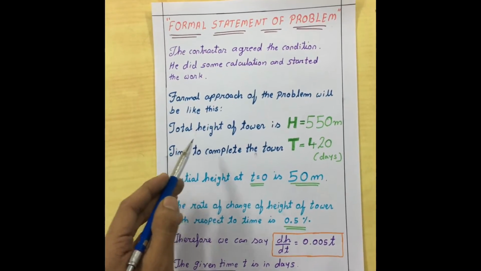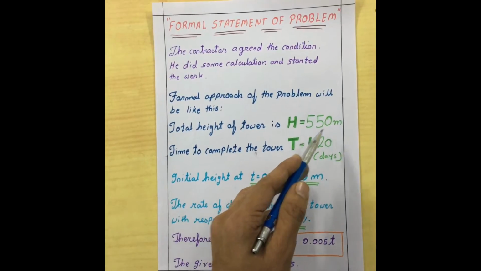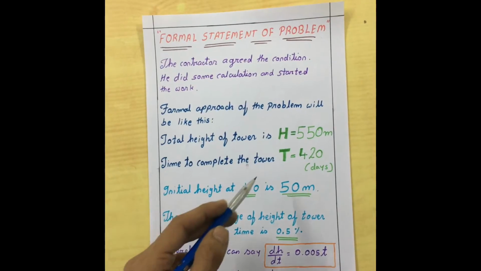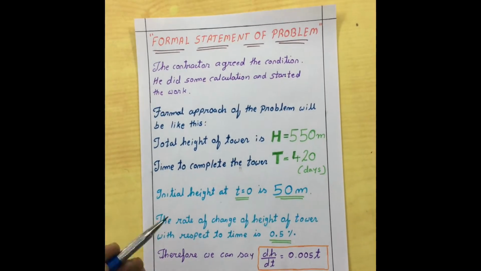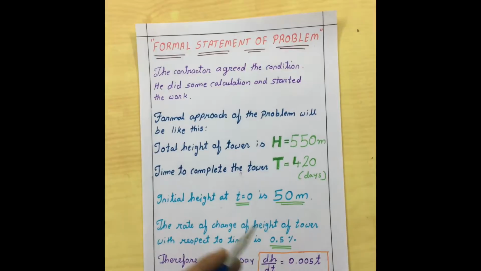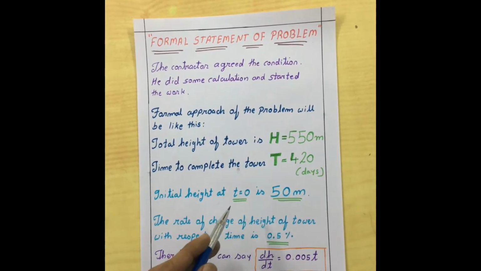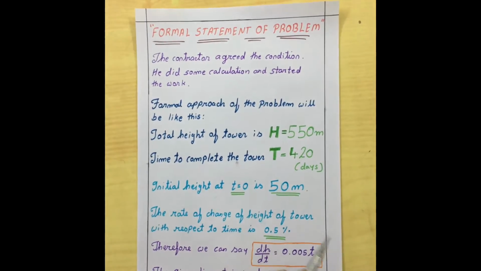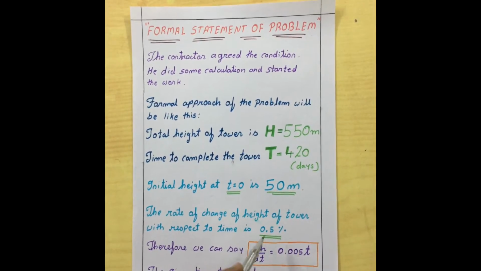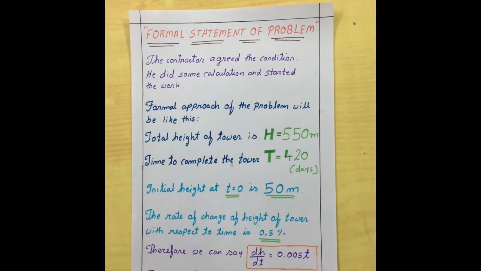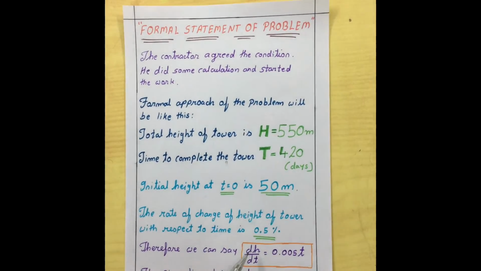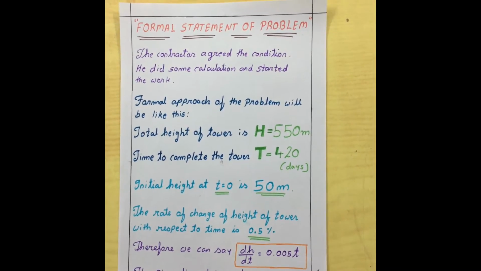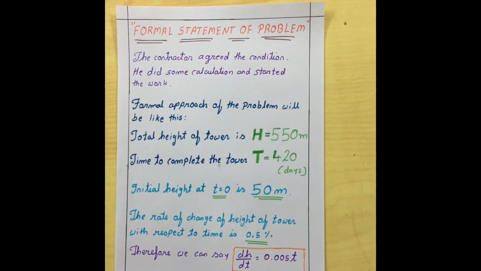We want to build a tower of height 550 meters, and the time which is required to complete the tower is 420 days. If we suppose that the initial height of the tower is 50 meters, that is at time t equal to 0, and the rate of change of height of the tower with respect to time is 0.5%, therefore we can say that the rate of change of height with respect to time is 0.005 times t. Here the given time t is in days.